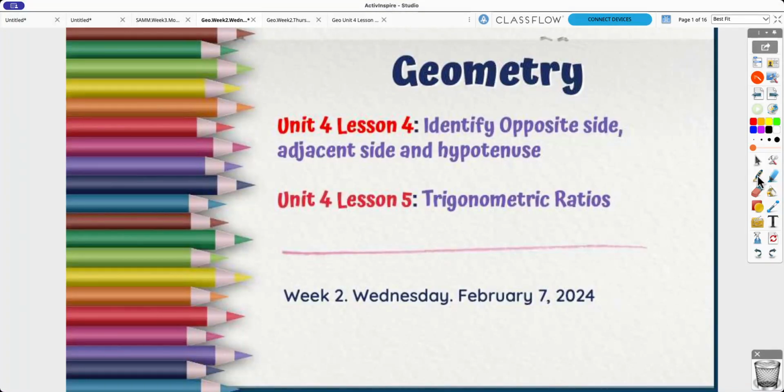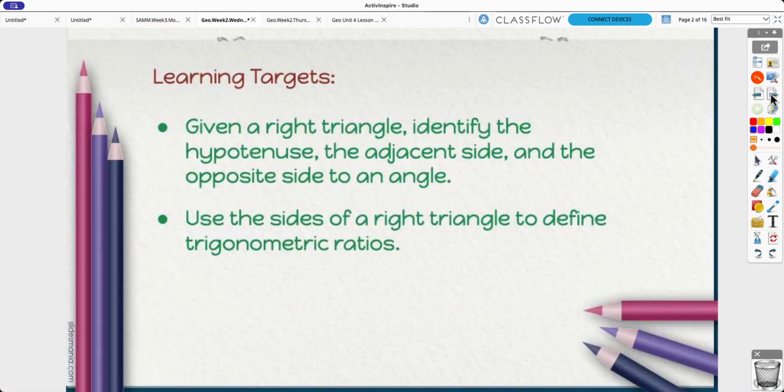Okay, so for this, we will take a look at two lessons from Unit 4. Lesson 4 is identifying the opposite side, the adjacent side, and the hypotenuse in a right triangle. And Lesson 5 is using these sides to define trigonometric ratios. Okay, so two learning targets for today.